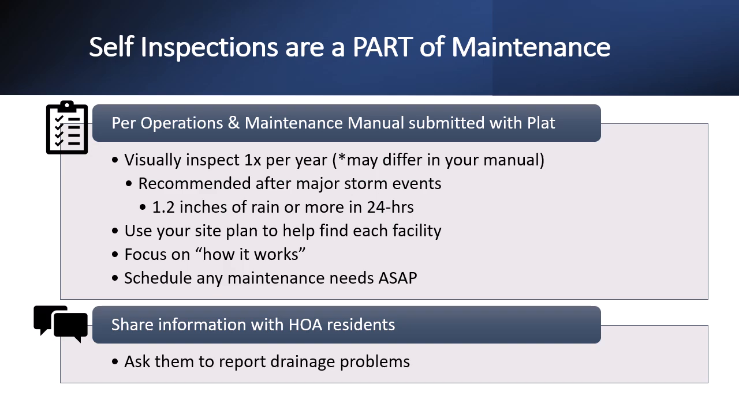During an inspection, it is helpful to have a copy of your site plan to help you find each facility. If you have a clean copy with you each time, you can highlight problem areas noted during the inspection. As you inspect each facility, focus on how it should work and schedule any maintenance needed so that it can function as intended. We'll go over examples of this later in the training. Finally, share information with your HOA members or neighborhood residents regarding your stormwater system and ask them to report any drainage problems so that they can be addressed immediately.